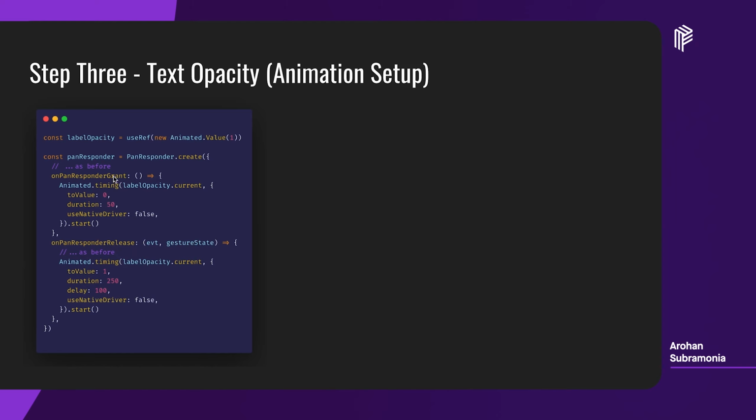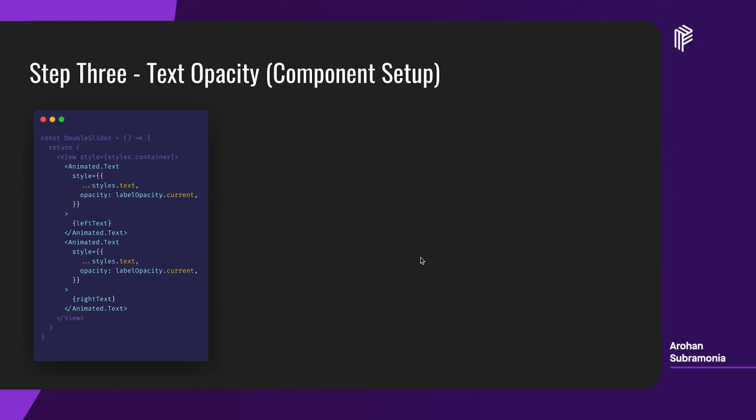As you can see with these functions, we couldn't use the native driver, which is why the native driver has been set to false. It's just a gotcha of the library. Then we've got the component setup, where we use this animated text component that you can again get from the React Native animated library. This time we pass the label opacity to the opacity attribute of the text. So as we tap on the toggle, the text becomes transparent, and as we release our hand, the text becomes opaque once again, and you can see it.